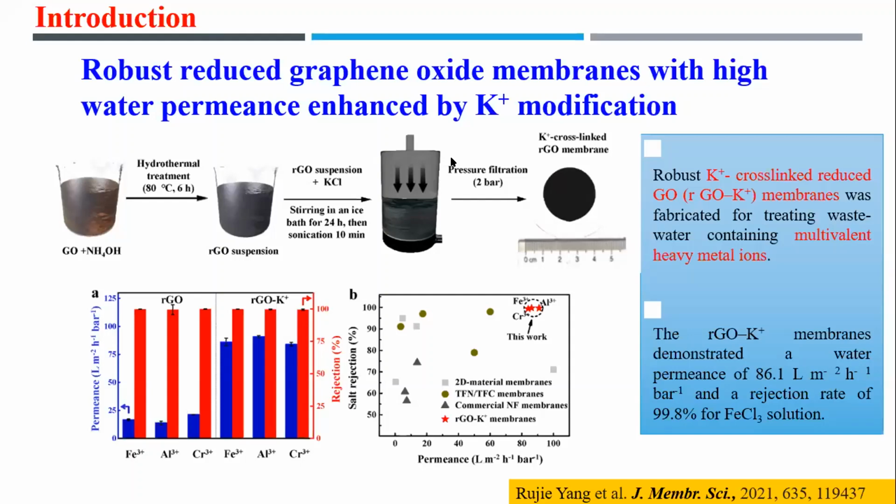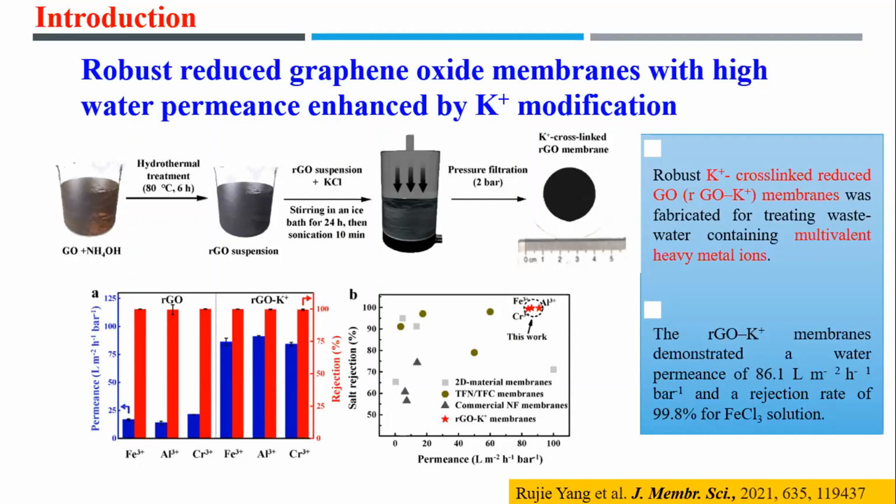We have further prepared the potassium ion modified reduced graphene oxide membranes, and these membranes show ultra-high water permeance up to 86.1 L m^-2 h^-1 bar^-1 and excellent rejection up to 99.6% for multivalent ions, which exceeded the corresponding values of state-of-the-art nanofiltration membranes for multivalent metal ion rejection.